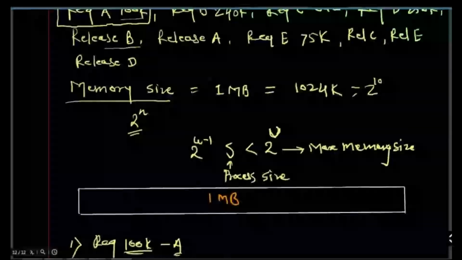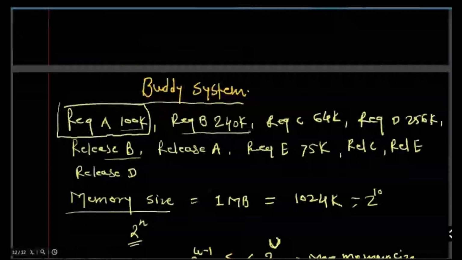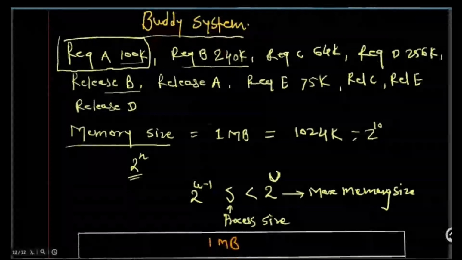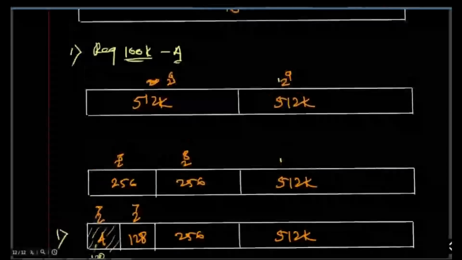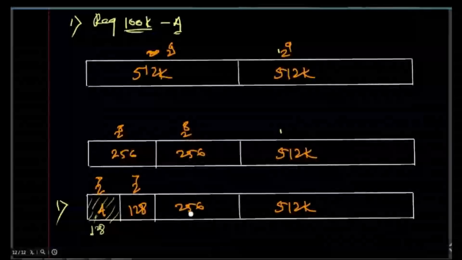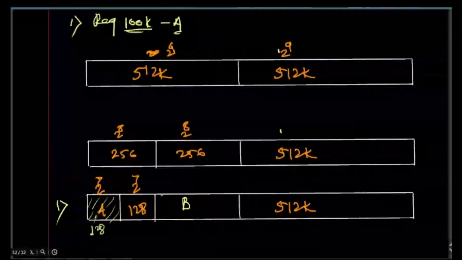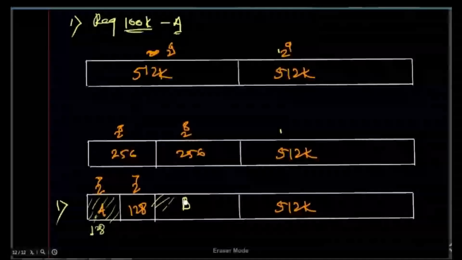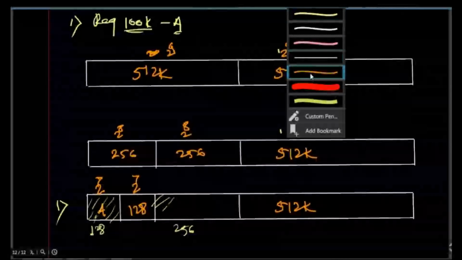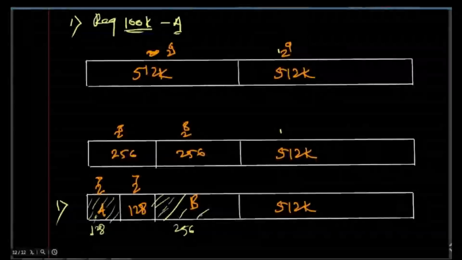Now what is the second request? Second request is 240K. Now can you tell me, in the power of 2, which partition will be sufficient and smallest for 240K? 2 raised to 8, 256. Am I correct? It is 256. So you can allocate this block because 256 is already available to you, and you can accommodate this 256 block to request B. So this block is given to B, of size 256.